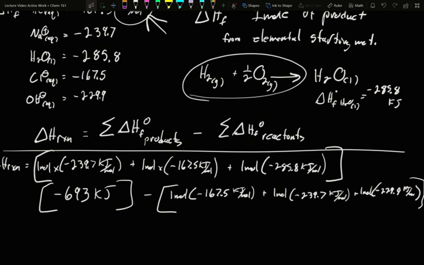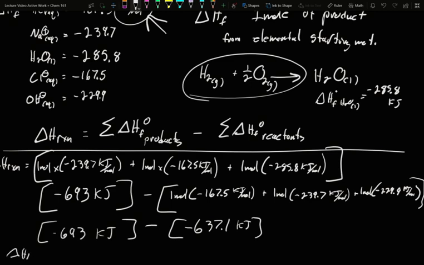Negative 167.5 plus negative 239.7 plus negative 229.9. Negative 637.1 kilojoules. So what is my delta H of this reaction? Negative 55.9 kilojoules, or negative 56 kilojoules.